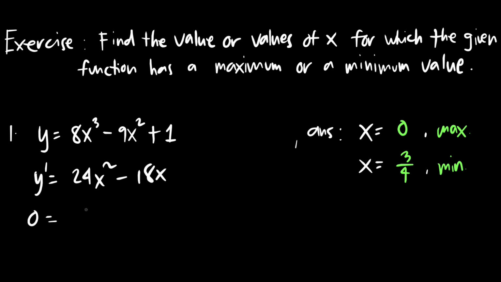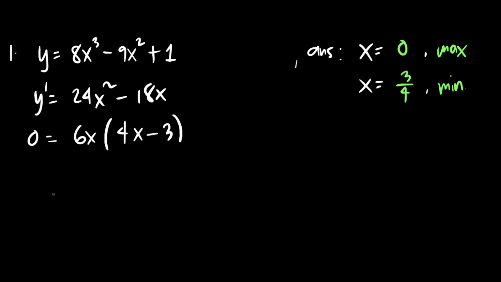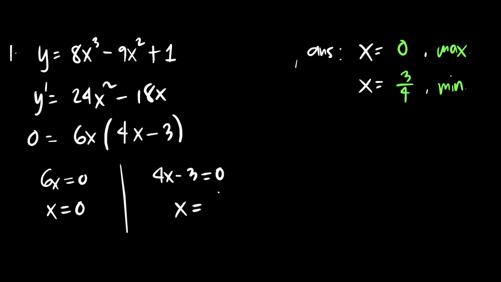So we'll equate it to 0. So we'll factor out 6x, and the remaining will be 4x minus 3. So we'll equate each to 0 to find its critical values. So 6x equals 0, so x equals 0. Then 4x minus 3 equals 0, then x is equal to 3/4.